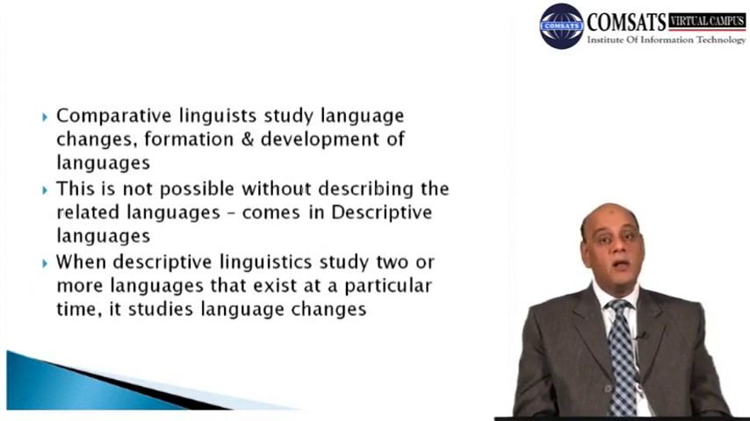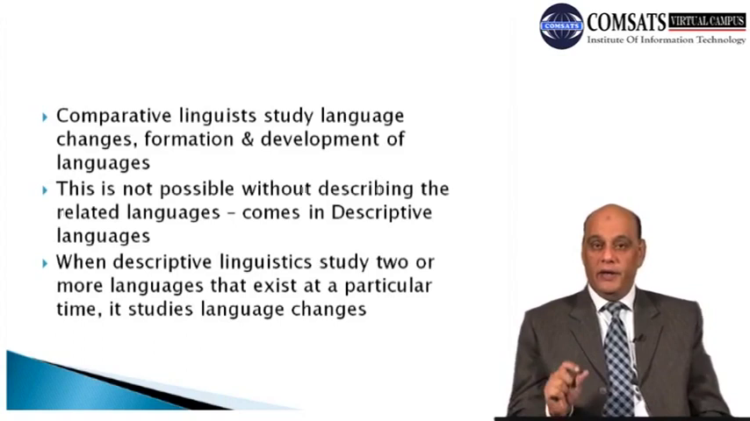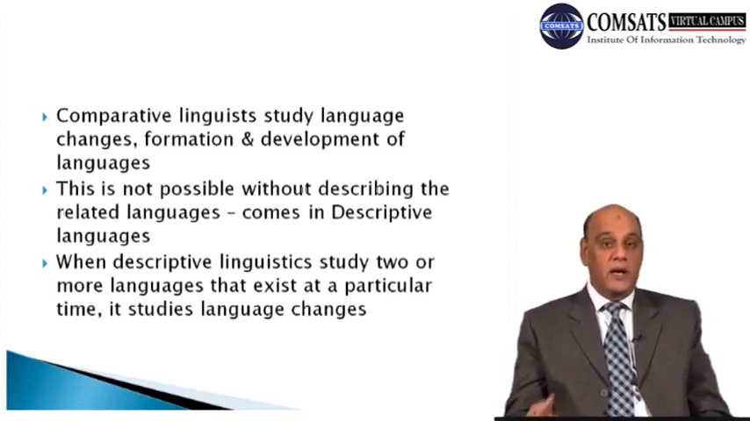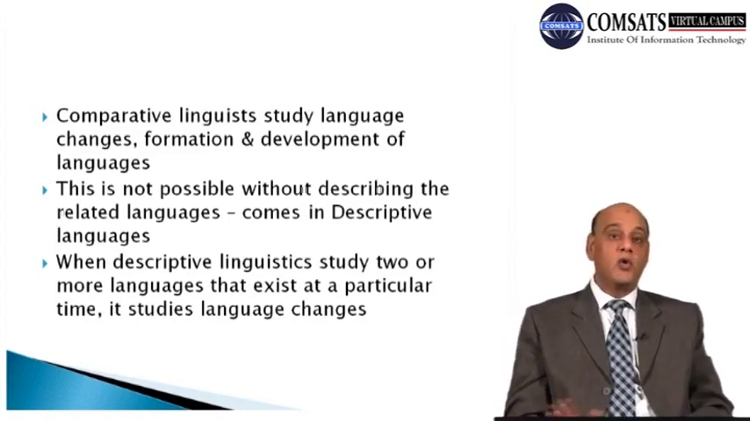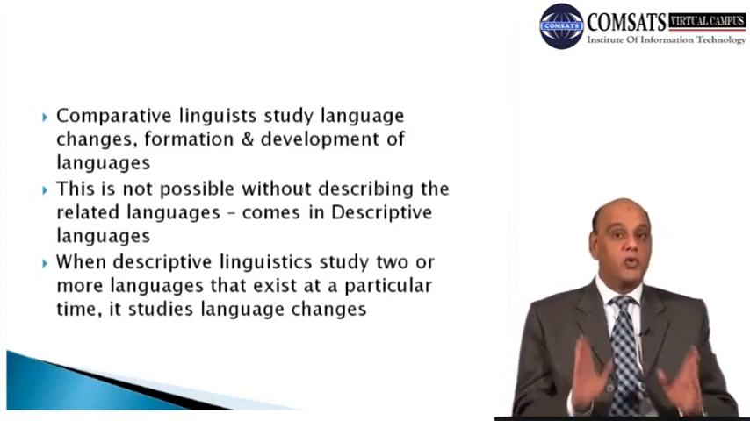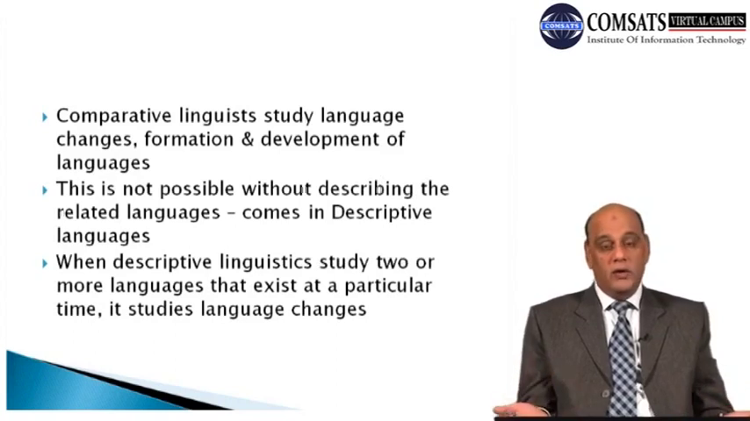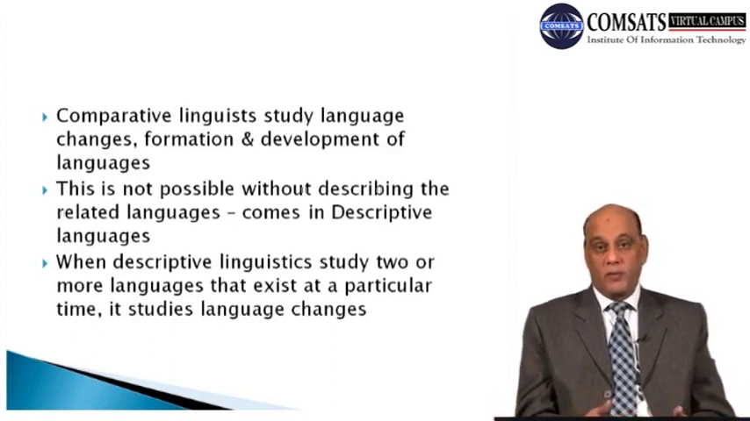This is not possible without describing the related languages, and that comes in descriptive linguistics. So when you are comparing languages, you cannot do without describing one language in detail. Once you're describing one language in detail, you are again dealing with descriptive linguistics. So descriptive and comparative go side by side. You describe two individual, independent languages, and then you try to see the relationship with the main proto-language.